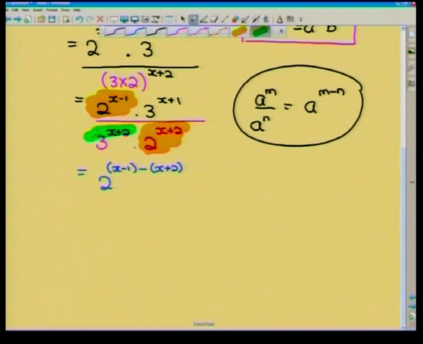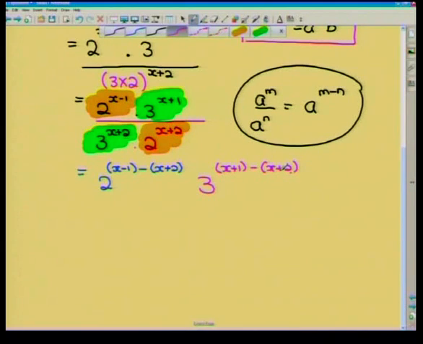Right, now we've got a base 3 here and a base 3 here. So we can go along here. Let's make it pink. Put a 3 over there. And we take the top exponent, subtract the bottom exponent.